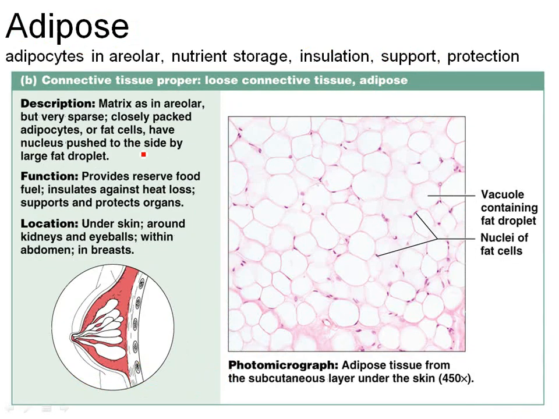All right, adipose. Adipose is fat. Adipose are basically adipocytes, those mature adipose cells, in areolar matrix. There's so many adipocytes, and they get so full of fat droplets that you can no longer even see the areolar matrix. You only get little bits and pieces of it, like down here. Adipose tissue is for nutrient storage, insulation, support, and even protection.